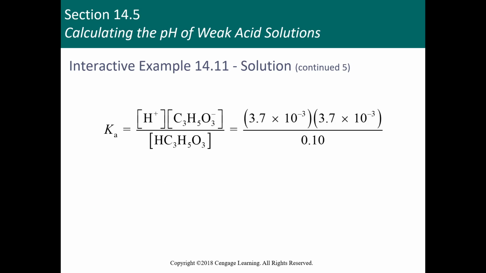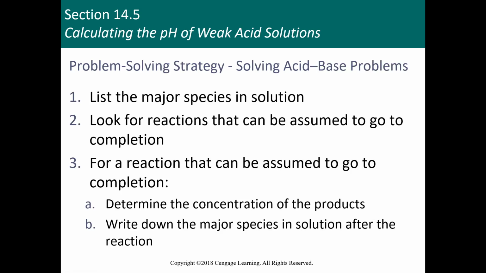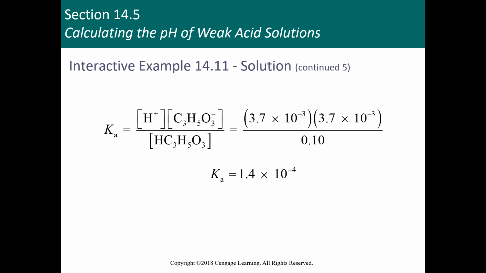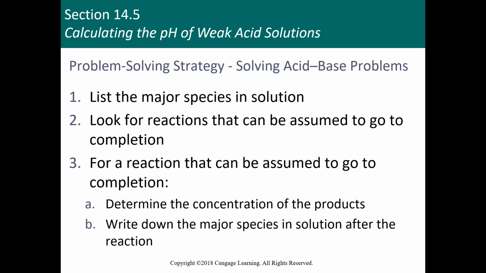So we go ahead and plug these into our equilibrium expression. So there's our x, and our initial concentration down here because it didn't change when we subtracted that x off. And we plug these in, we do the math, so multiply these, divide by 0.1, and we get a Ka of 1.4 times 10 to the negative 4th. And that's it. That was the answer to the problem.